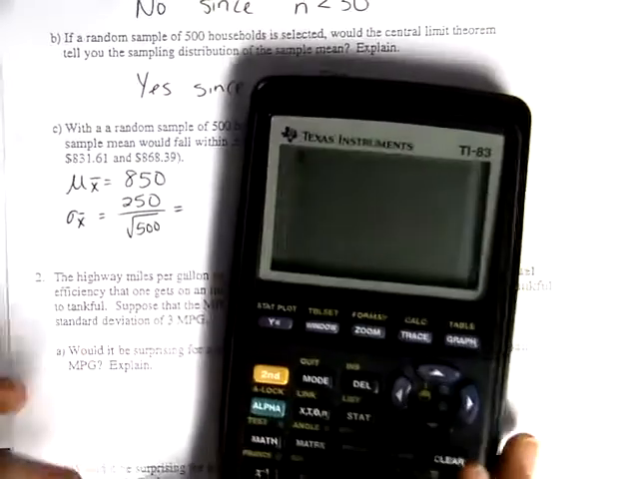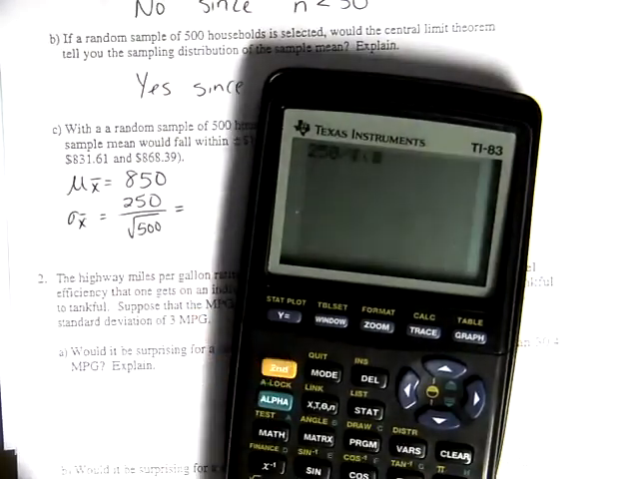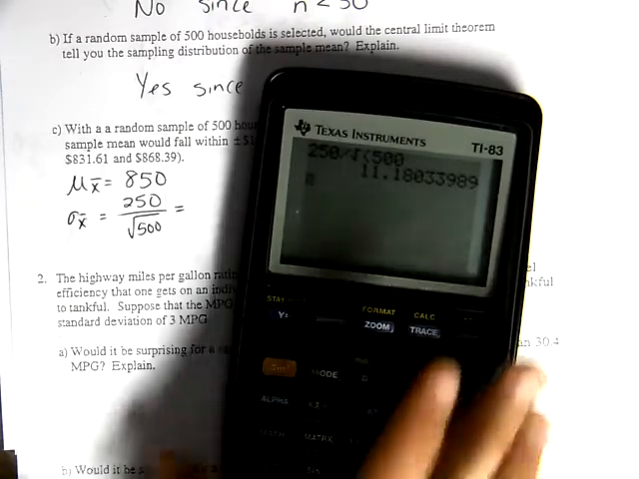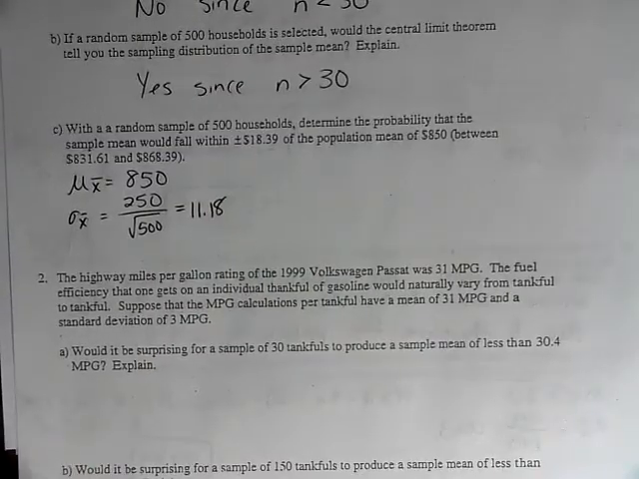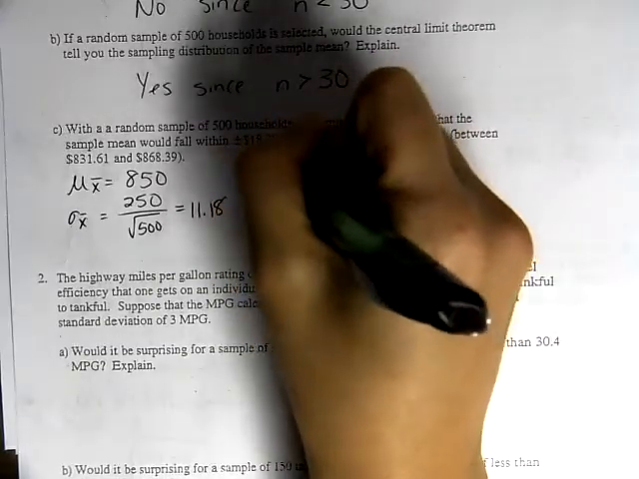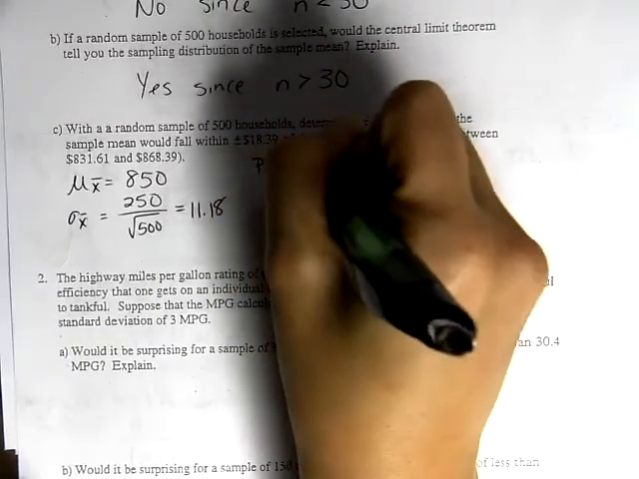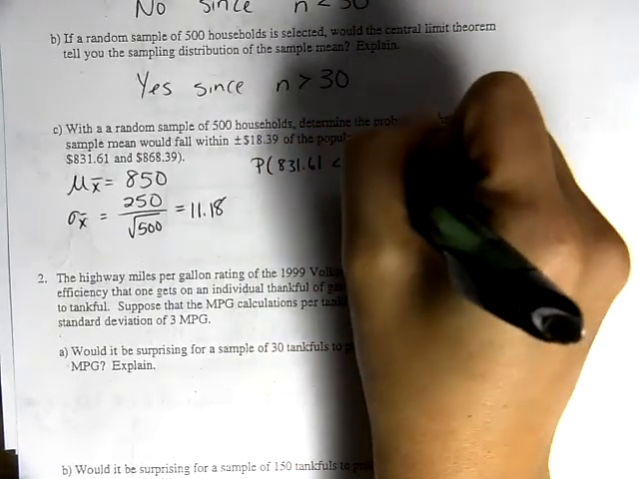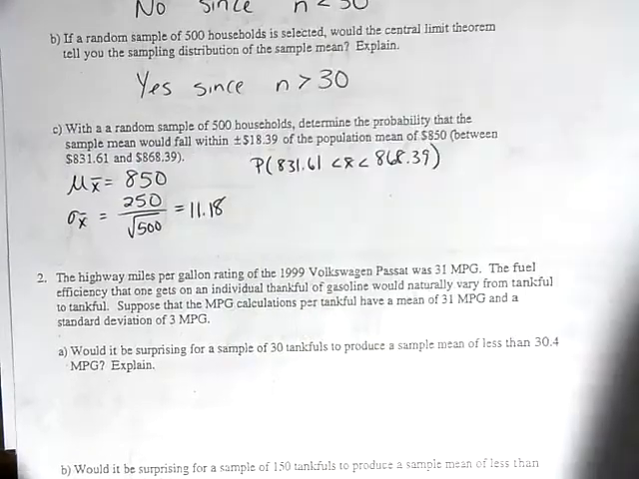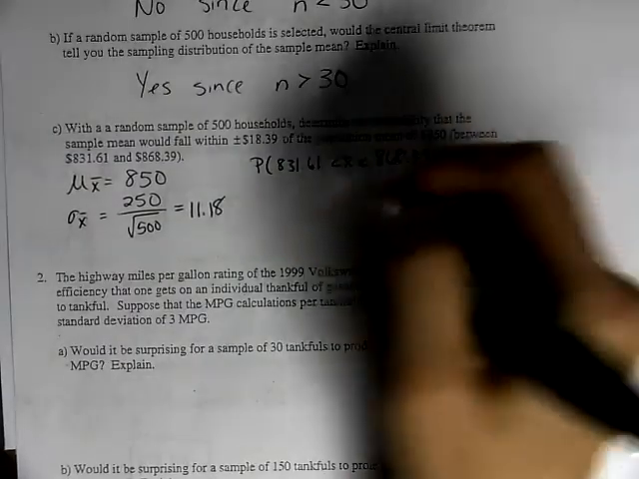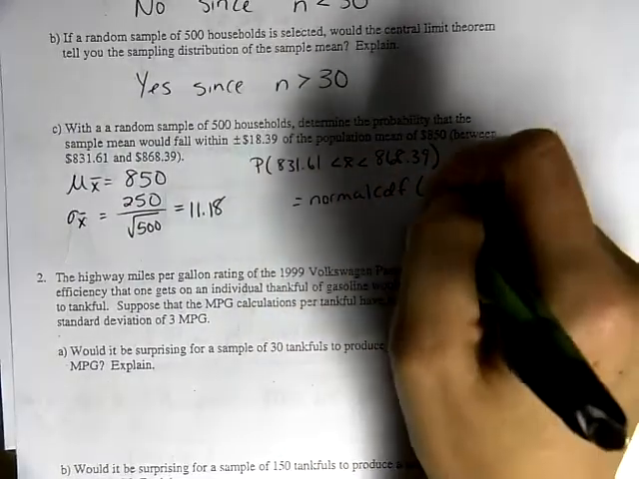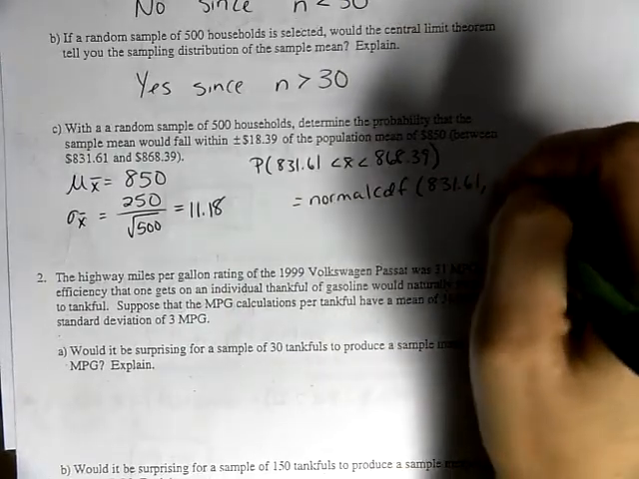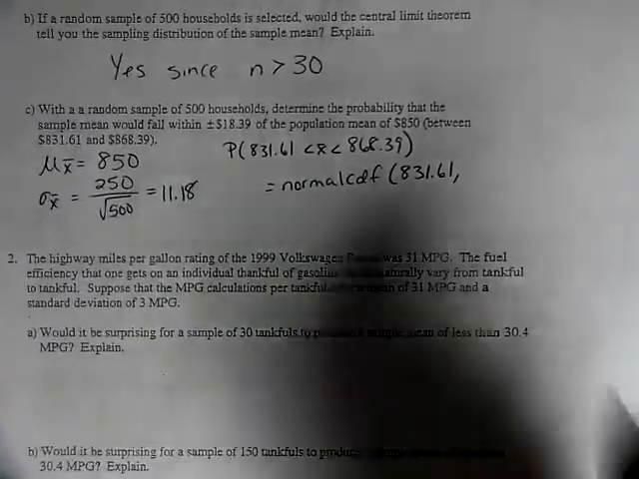So if I take 250 divided by the square root of 500, 11.18. So I'm going to go ahead and do this one by hand. I did a couple calculator ones. So I want to find the probability 831.61 is less than x bar, less than 868.39. So actually I'm going to do this in the calculator. I always like the calculator for in between, because the lower bound upper bounds are really easy to figure out. We'll do a by hand one when we have a less than or a greater than.